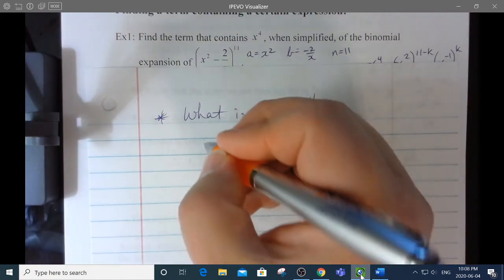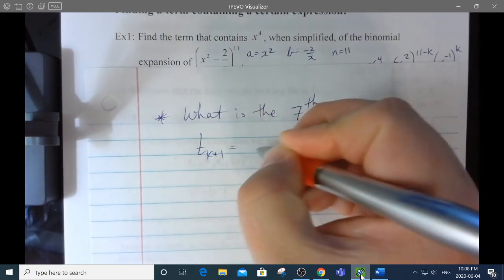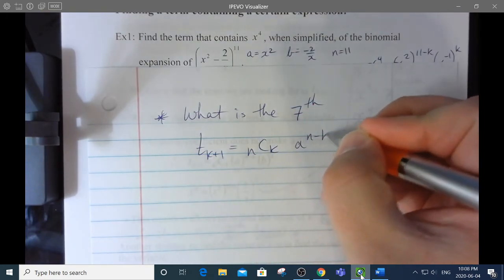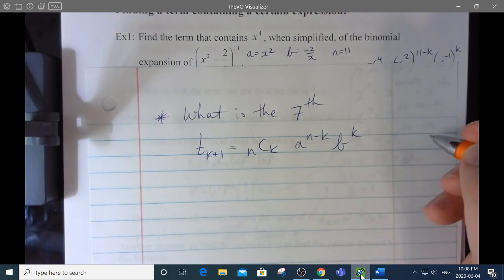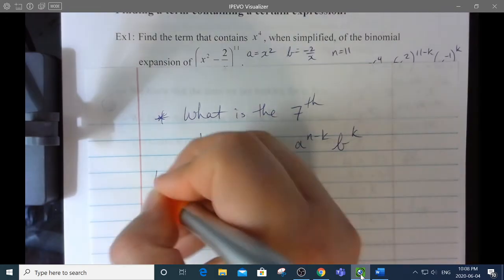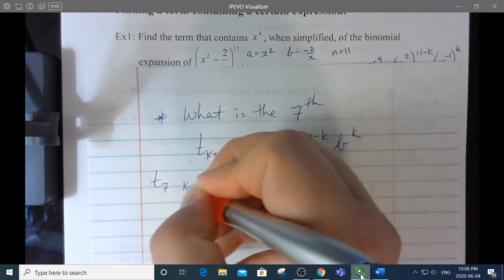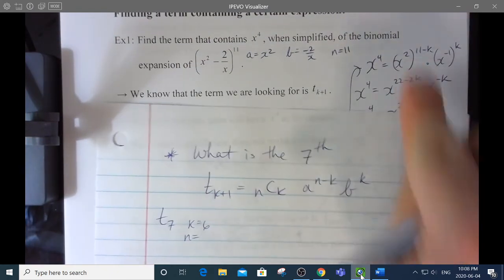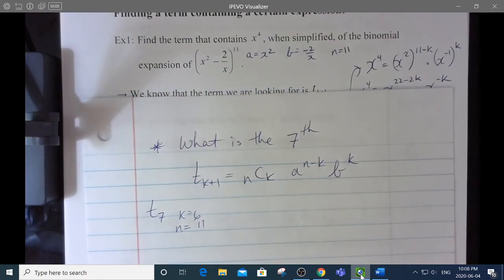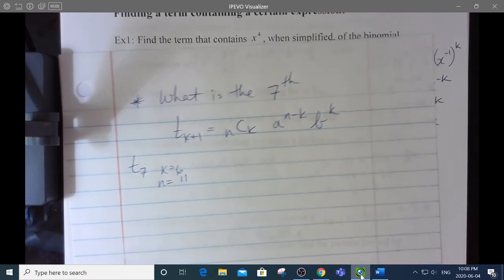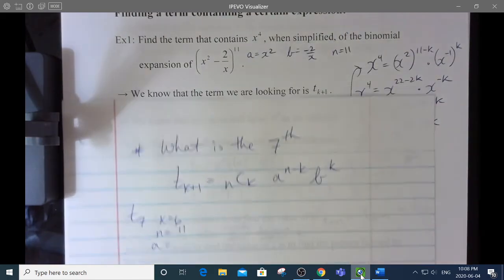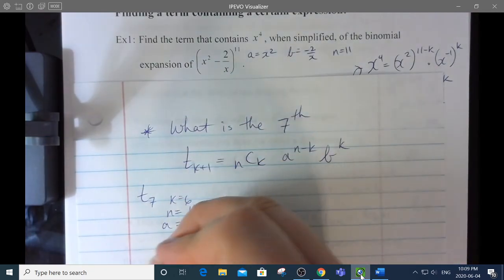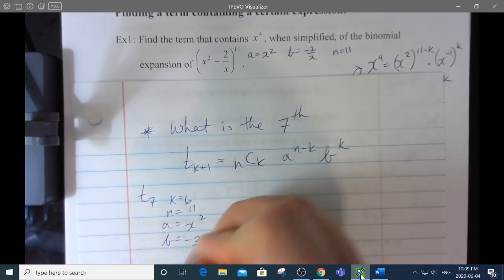I use my formula, t sub k plus 1 is equal to n choose k times a to the n minus k, b to the k. And let's make sure we know what we know, right? We're looking for the seventh term, so that means k is equal to 6. We know that n was equal to 11. a was x squared, and b was negative 2 over x.